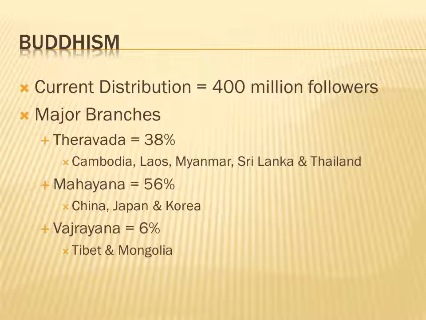All right. As far as the major branches, we have a few that we have to be familiar with. Theravada is about 38%. You'll see it largely in Southeast Asia. Theravada translates to roughly the way of the elders, and is very similar to perhaps what Buddha's original way of life would be: renouncing his possessions, becoming a monk, stressing meditation, and things like that.